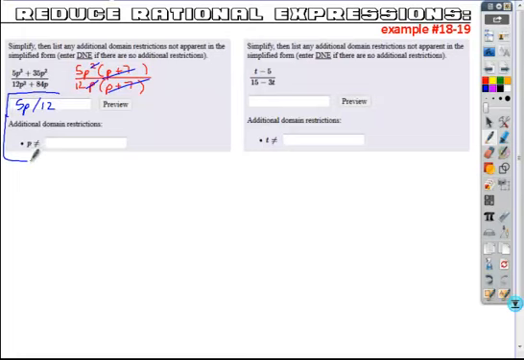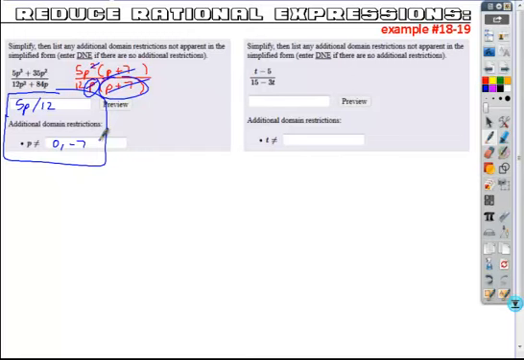And then when I look at any additional domain restrictions, I go back in to see, did I cancel any factors completely? Here and here. I wound up canceling 2 different factors from my denominator. So what value can p not be for this? 0. And what value can p not be for this? -7.